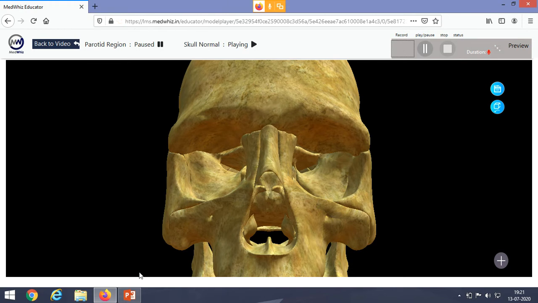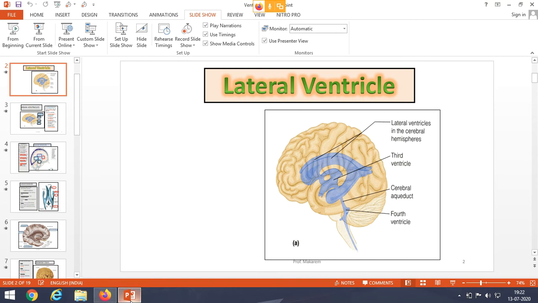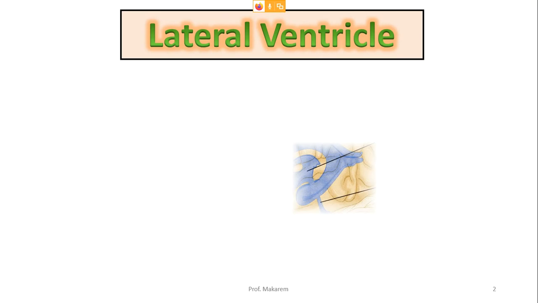Okay, so coming to the lateral ventricles. There are two lateral ventricles, one in each cerebral hemisphere. Each lateral ventricle is a roughly C-shaped cavity situated within each cerebral hemisphere.